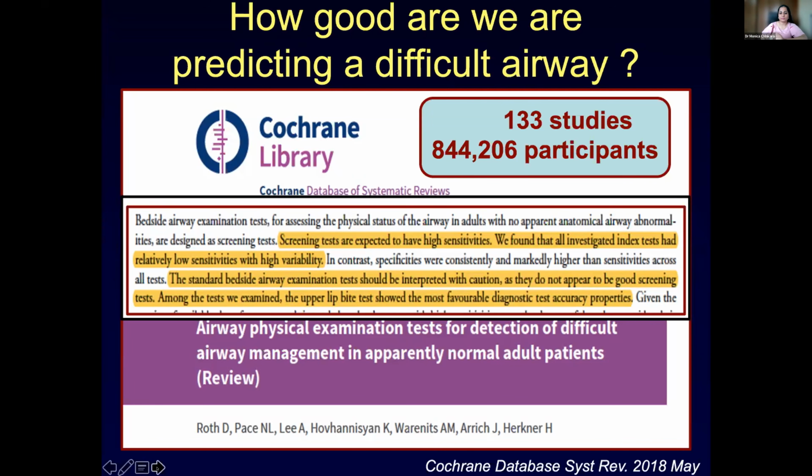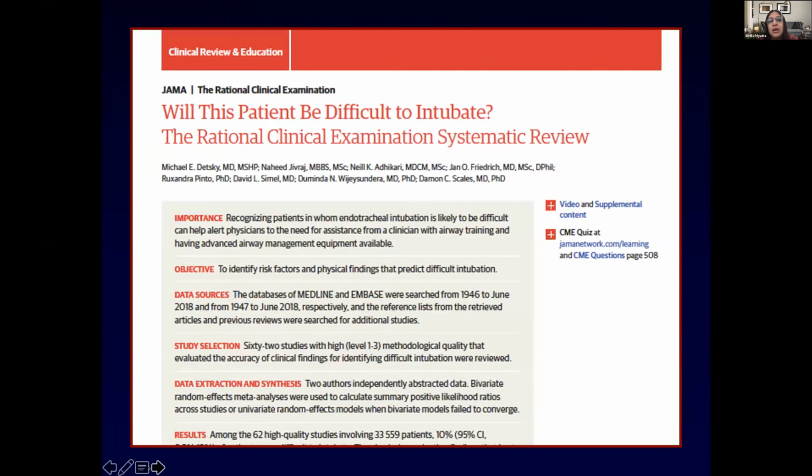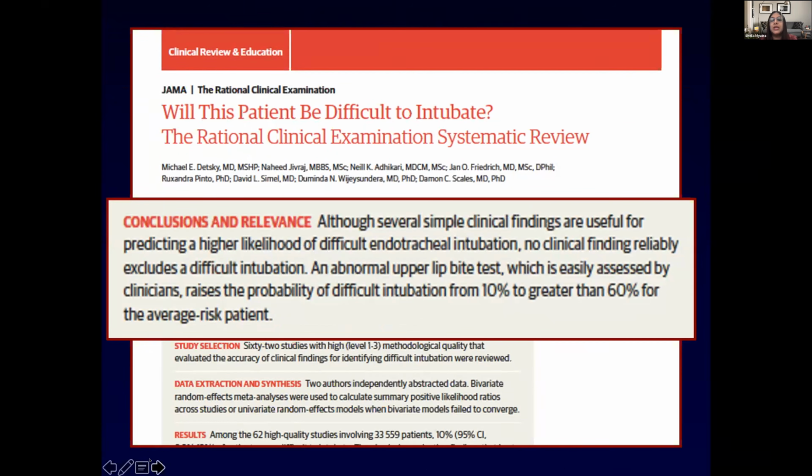Another, more recent study looked at 62 studies. It was published in JAMA and asked: will this patient be difficult to intubate, and how prepared are we to identify this? They concluded that although several clinical findings are useful for predicting a high likelihood of difficult endotracheal intubation, no clinical finding reliably excludes a difficult intubation. They also found that the upper lip bite test, which is easily assessed by clinicians, raises the probability of a difficult intubation from say 10% to greater than 60% for an average risk patient.